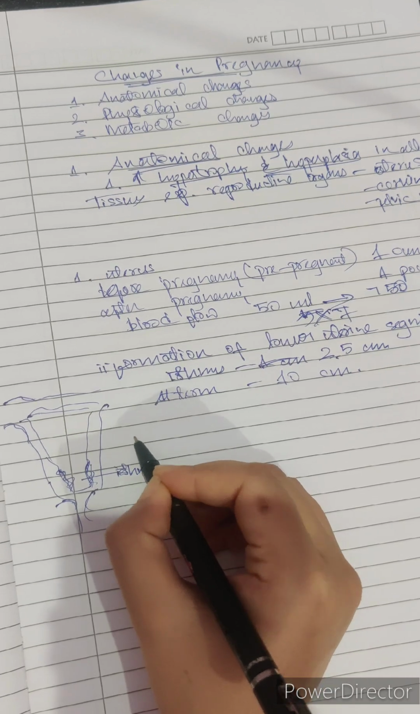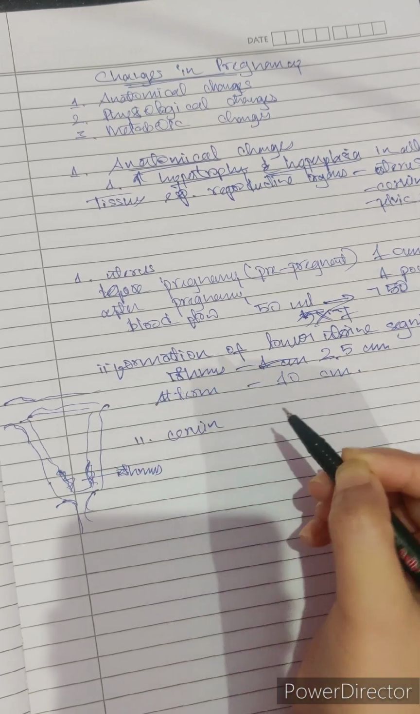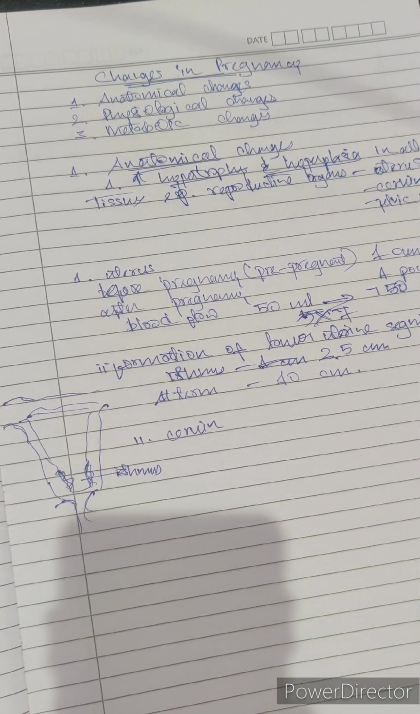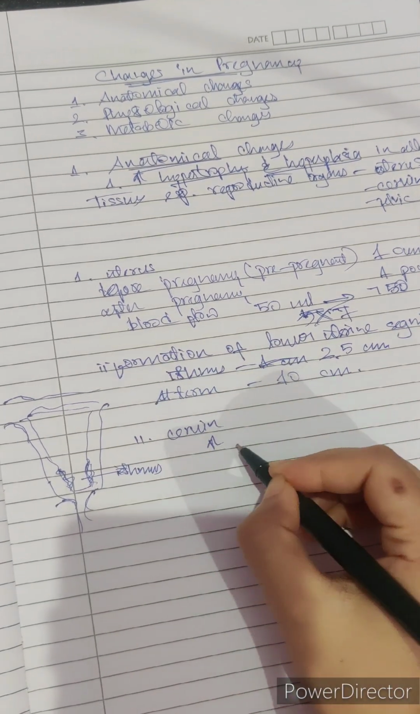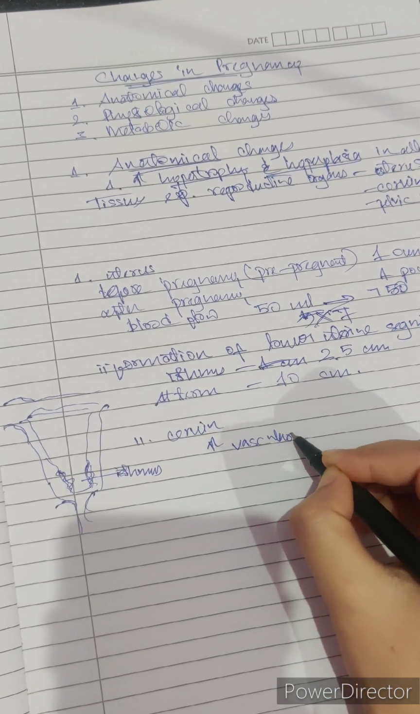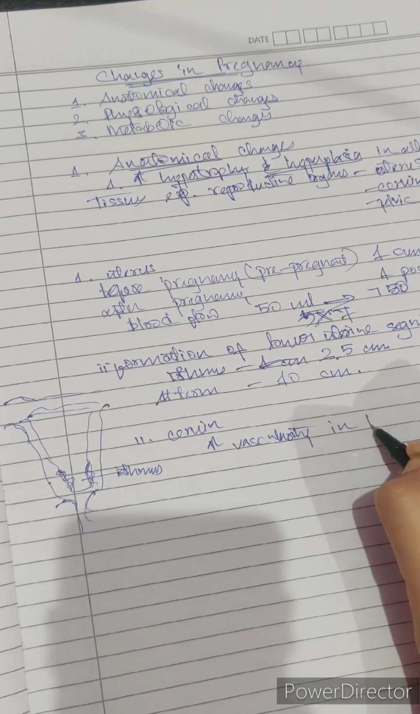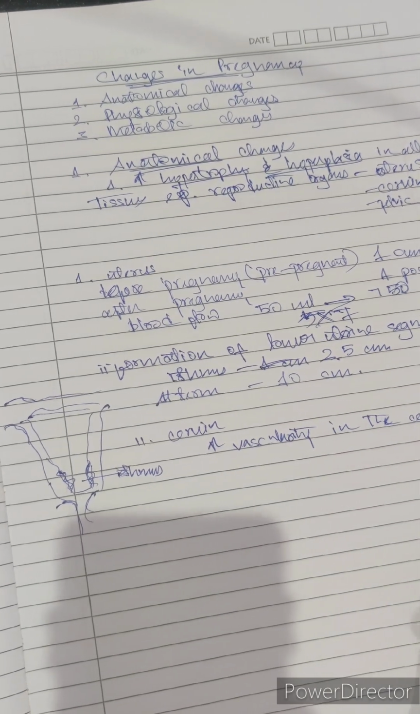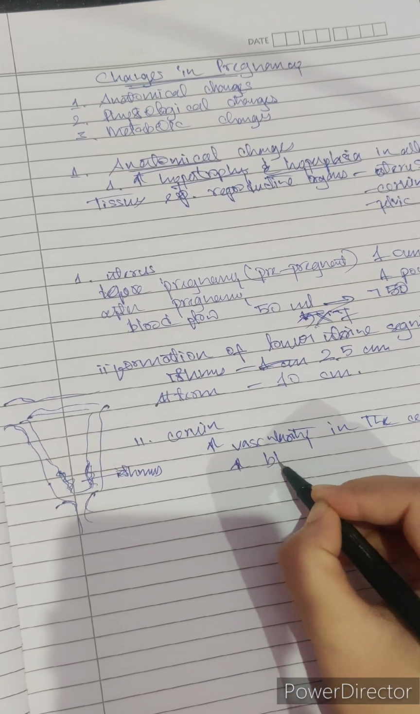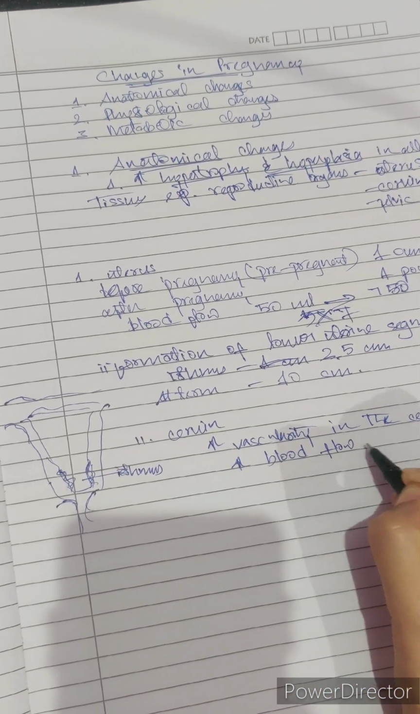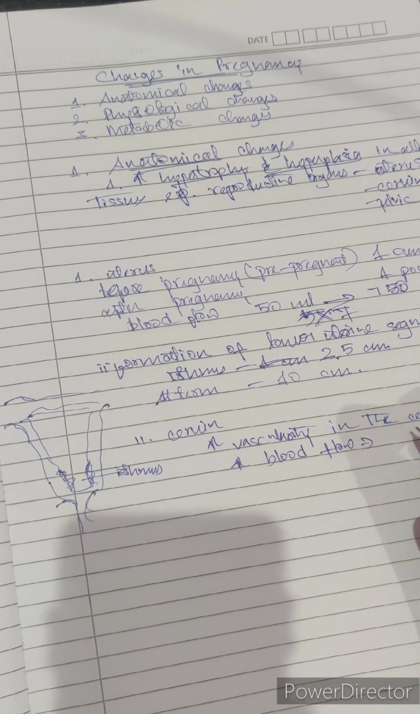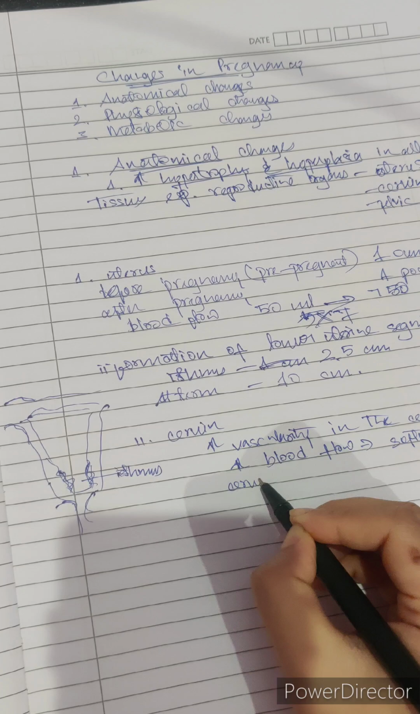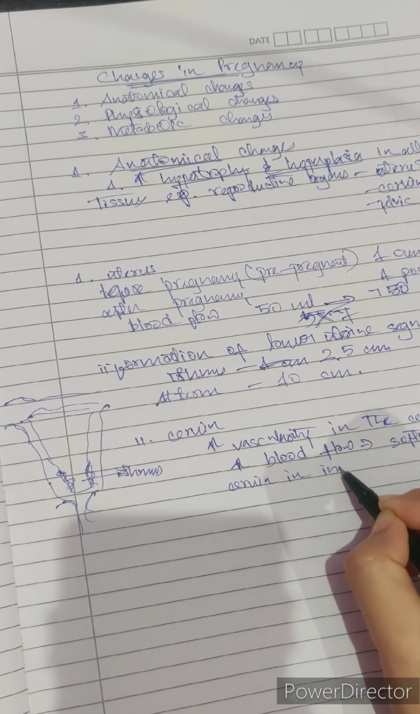The second is your cervix. Due to increased hypertrophy and hyperplasia, there is increased vascularity in the cervix. So what happens if there is increased vascularity? That is, if there is increased blood flow, it leads to softness of the cervix in the initial stages of pregnancy.